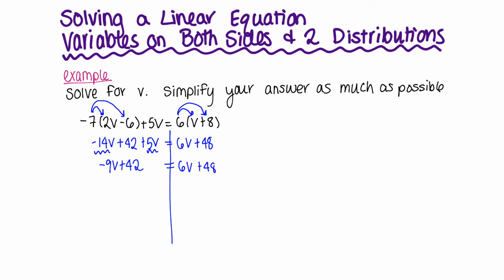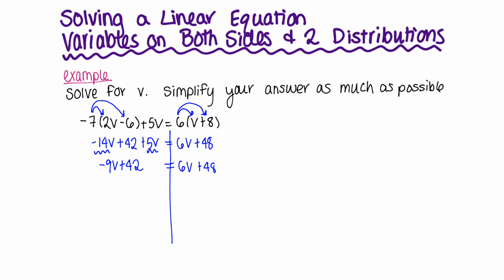Now, some might ask why I wrote negative 9v plus 42. Why did it come first? Did it need to come first? And the answer is no. You could write it as negative 9v plus 42, or you could write it as 42 minus 9v. What's most important is that you continue to have the negative in front of the 9. But I'm just going to erase that for now.